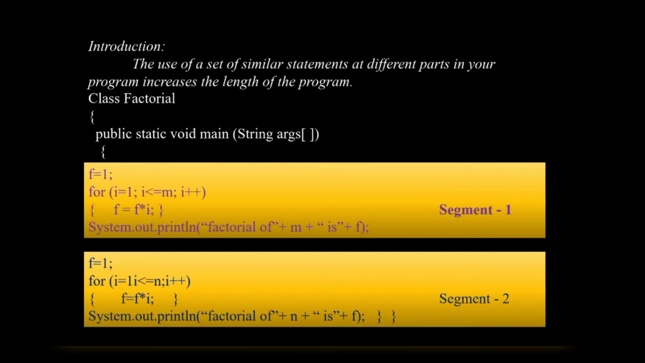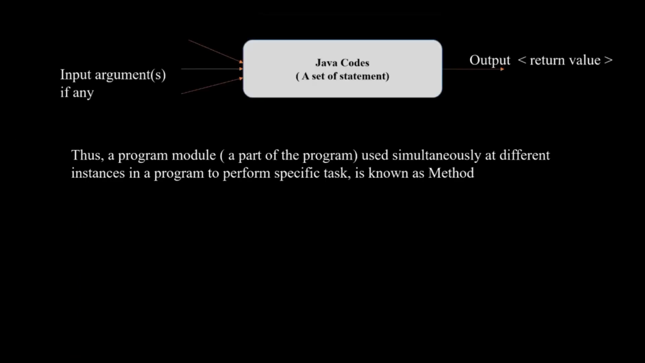Such programming technique can be avoided by writing a segment of statements outside the program. A function for the user can be regarded as a black box that is capable of returning an output. On providing values to a method, it processes the code available within it and returns the output as shown. Thus, a program module used simultaneously at different instances in a program to perform specific tasks is known as a method.